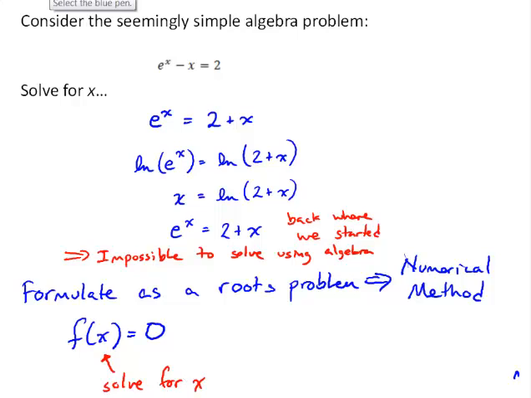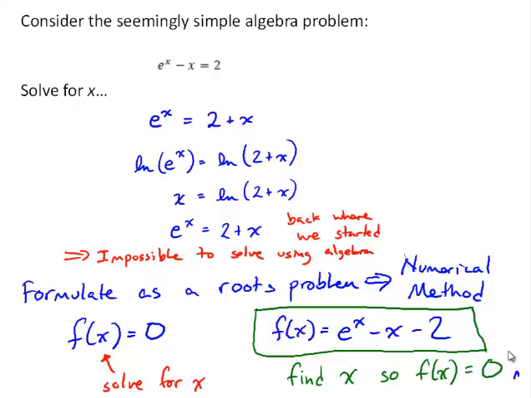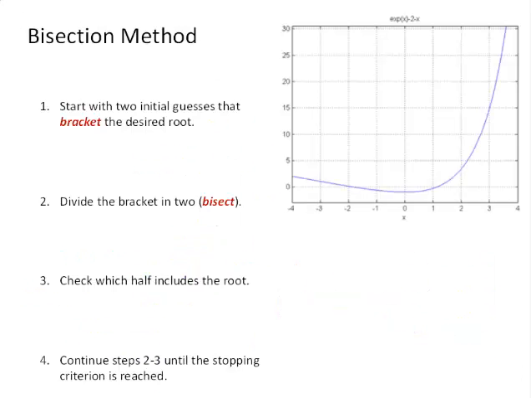So in this case, we would have f of x is equal to e to the x minus x minus 2. And now that would be a roots problem where we want to find x, so f of x equals 0. So let's look at one method to do that, and that's called the bisection method. And here's how the bisection method works.